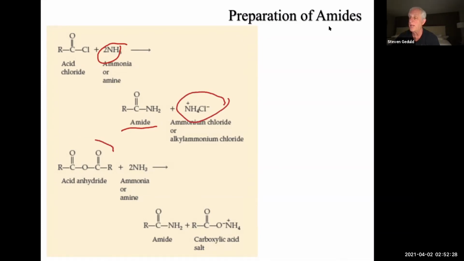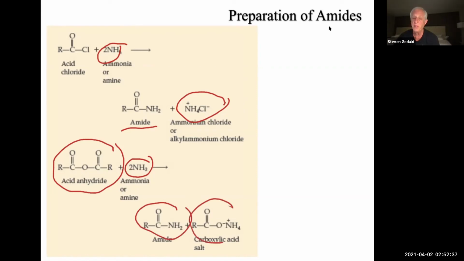Here's the same thing with acid anhydride. Acid anhydride reacts with two molar equivalents of the ammonia, of the nitrogen source, and it's going to produce an amide, okay, and the carboxylic acid salt.